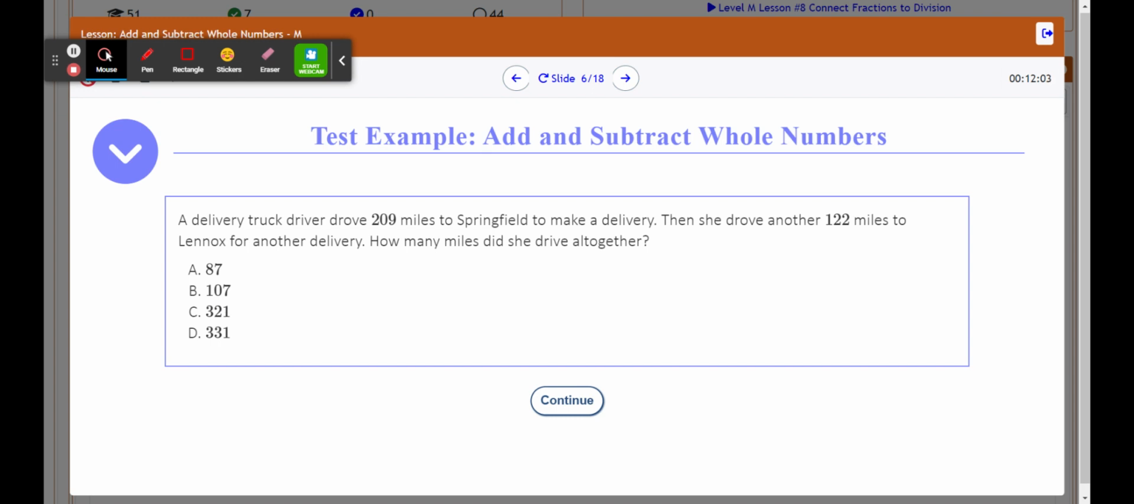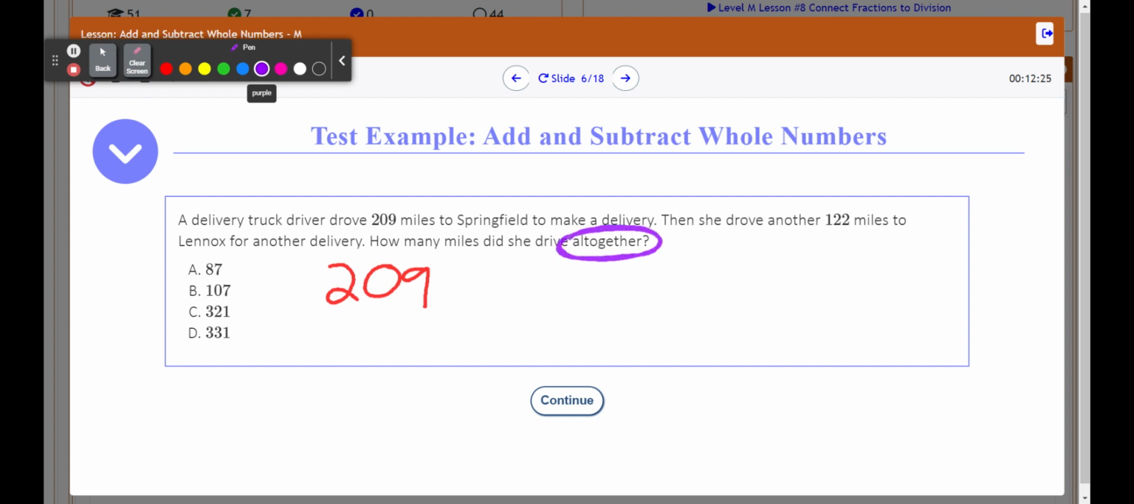Looking at our first problem, it says a delivery truck driver drove 209 miles to Springfield to make a delivery. Then she drove another 222 miles to Lenox for another delivery. How many miles did she drive altogether? Now, altogether is our key word here. Altogether is telling me it's an addition problem. So I'm going to take my 209 miles and I'm going to add it to my 122 miles.